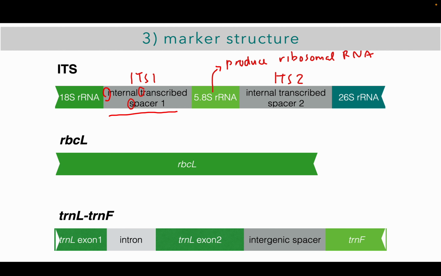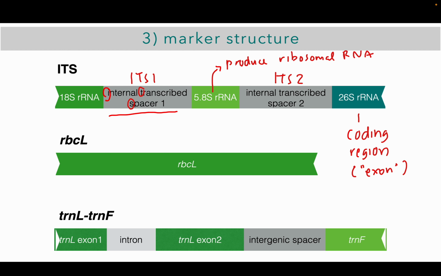So this green stuff is coding for RNA. This green thing, we usually call a coding region. You can think of it as exon as well, but coding region is a more general term. But in this case, the RNA doesn't code for protein.